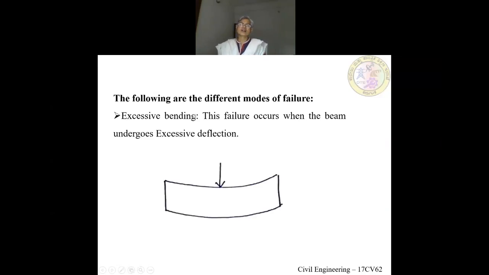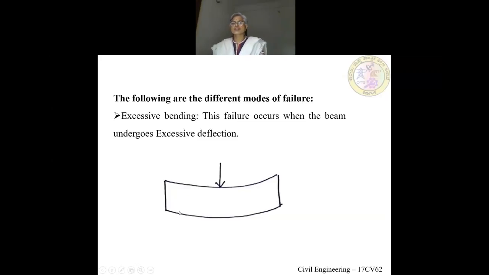And now we'll come to the different modes of failure. The first one is due to excessive bending. This failure occurs when the beam undergoes excessive vertical deflection. This happens when the vertical load is more. So you can see that there is excessive bending in the vertical direction.